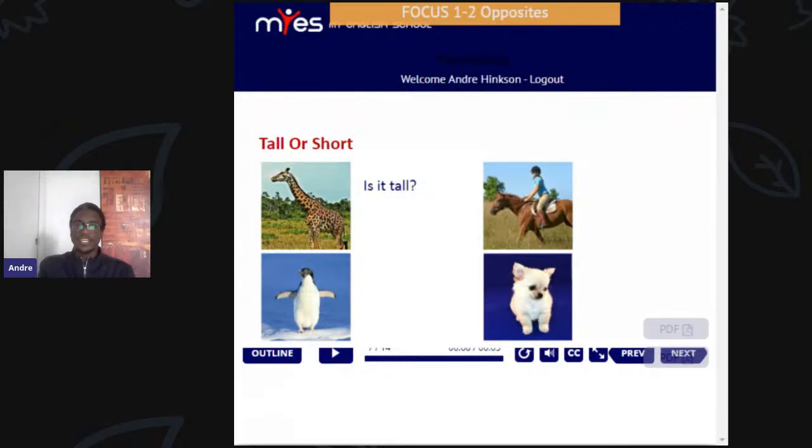Cool. Now let's look at the second picture. So first one, yes, it is. Always remember the form, the structure. Let's look at the second picture. We've got a penguin. So is it tall? Tonio, is it tall? How would you respond? Positive or negative? I'll give you another couple seconds to think about it. How would you answer? Is it tall? Negative or positive answer?